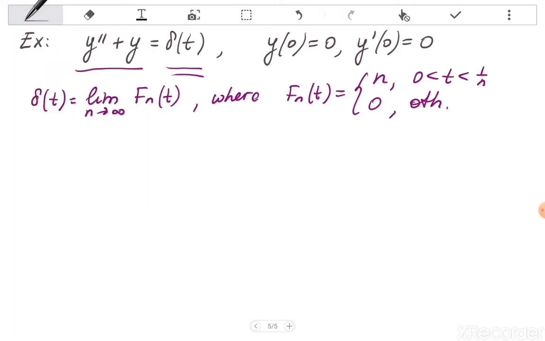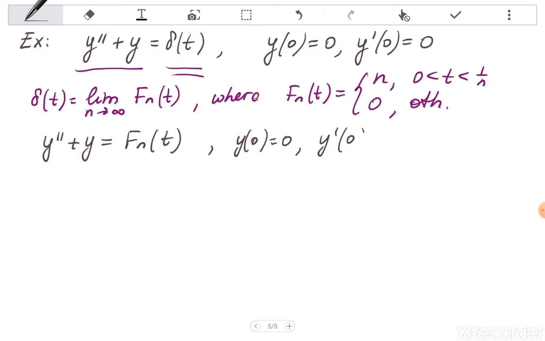And let's now consider a different initial value problem with the function fn on the right hand side. Let's say we have the same initial values, and since each time we solve this for different n we get different solutions, let's denote the solution by yn. Okay, so let's solve this initial value problem. What we do, we can apply the Laplace transform to both sides of the equation.